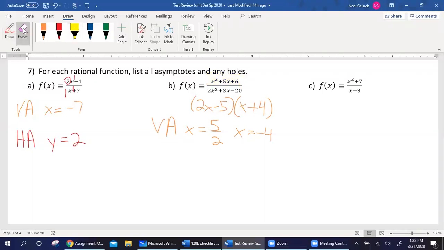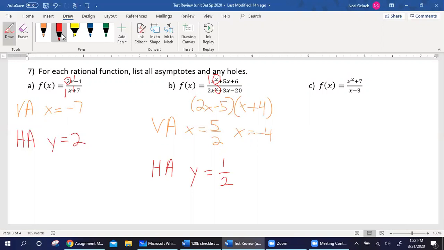The degrees are again the same. The highest degree in the numerator is 2. The highest degree in the denominator is also 2. So again, I'm going to take the ratio of the leading coefficients. 1 on top for the leading coefficient. There's a 2 on bottom. So my horizontal asymptote is y equals 1/2. Again, there's no hole. And also, since there's a horizontal asymptote, there cannot be an oblique.